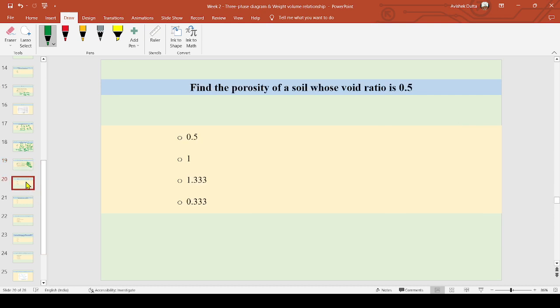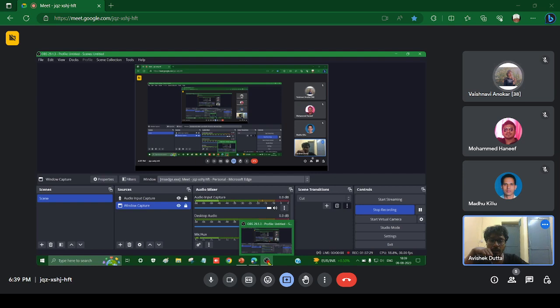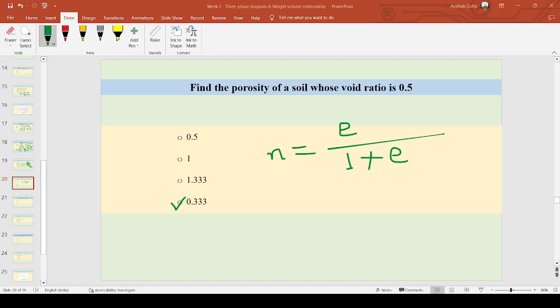Find the porosity of a soil whose void ratio is 0.5. What is the answer? 0.33. Yes, 0.3333. Why? Porosity is n. n is equal to e divided by 1 plus e, isn't it? So if you put 0.5 over 1 plus 0.5, you get the value of 0.333.